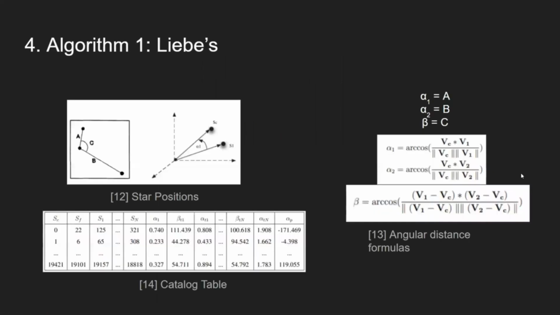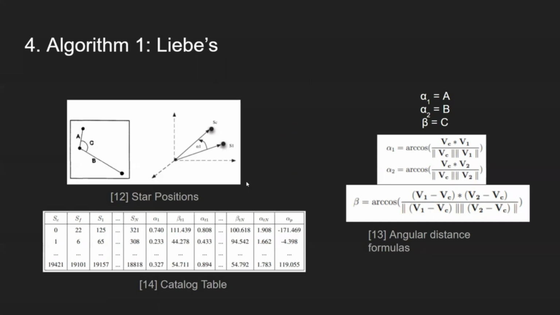And so for starters, I want to talk a little bit about Lieb's method, or Lieb's algorithm, the first algorithm we're going to talk about. All three algorithms depend on using an image set. And what the algorithm will do is it'll look for a star in the field of view that is closest to the center, and it'll designate it as S sub C. And then it'll look for the two closest stars to that centralized star and denote them as S sub 1 and S sub 2, as you can see here in this two-dimensional picture.